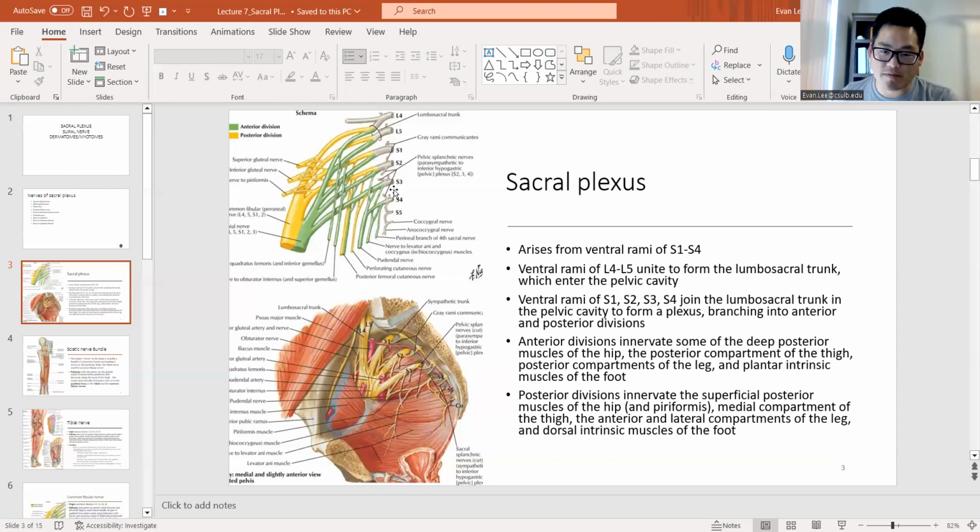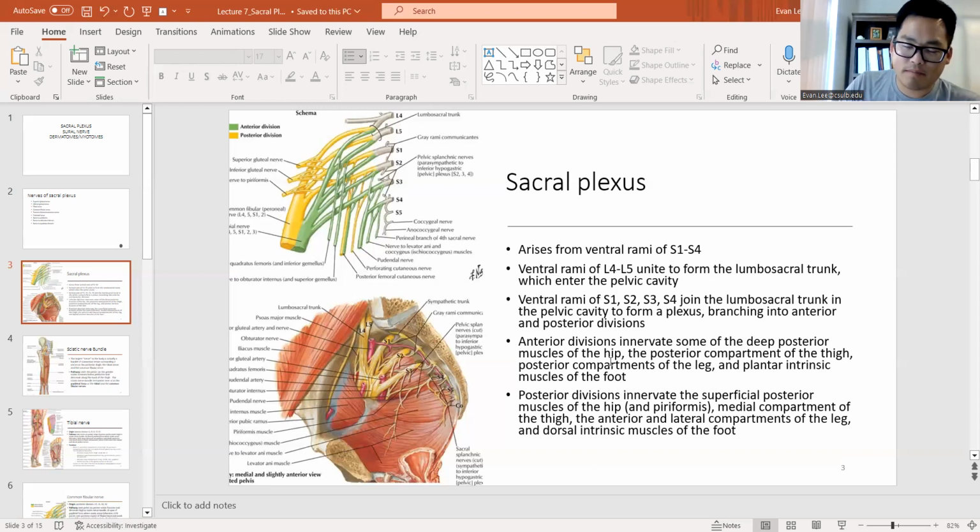And then the posterior division, which is kind of posterior lateral, is going to the very superficial posterior muscles, as in more dorsal, which will be the actual gluteal muscles. But then it's also going to the anterior and lateral side of the leg and the dorsal side of the foot. So you have two major divisions, the anterior and posterior, and that will also divide up the muscles of the thigh as well.